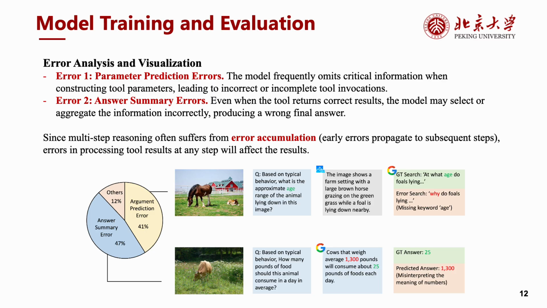And at last, we do error analysis. We found two major types of errors. The first type is parameter prediction errors. The model frequently omits critical information when constructing tool parameters, leading to incorrect or incomplete tool invocations. The second one is answer summary errors. Even when the tool returns correct results, the model may select or aggregate the information incorrectly, producing a wrong final answer. So here is the conclusion of this paper.